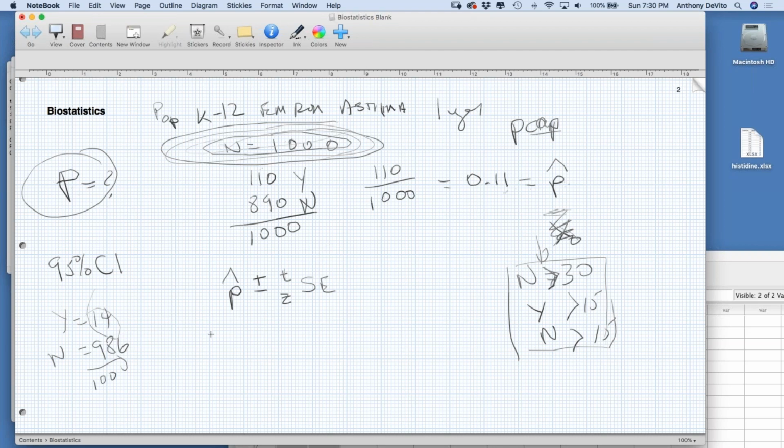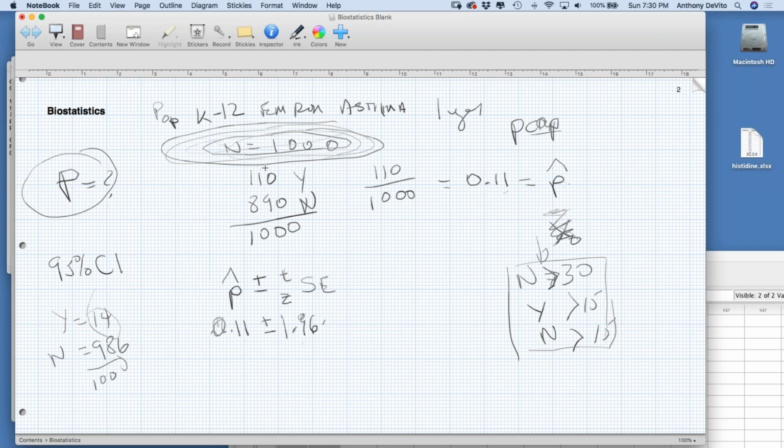So P cap I know is equal to 0.11, plus or minus a T or Z score. Since we're dealing with a very large sample, we're virtually always going to be dealing with the Z value. For a 95% confidence interval, that's going to be 1.96, times our standard error.